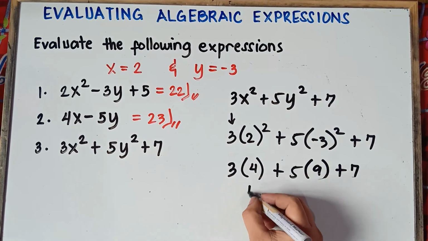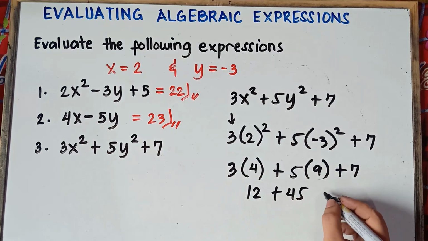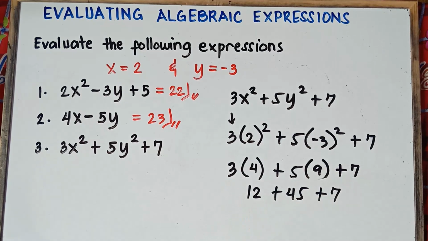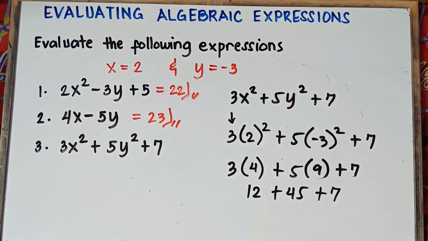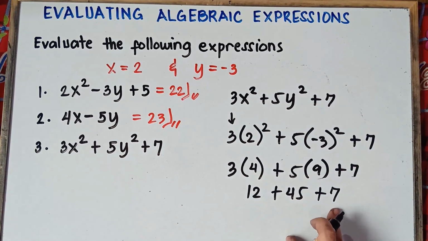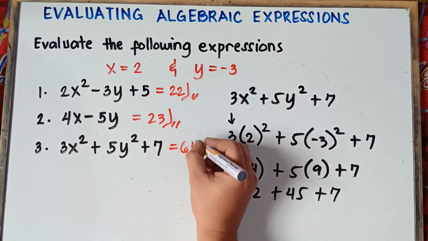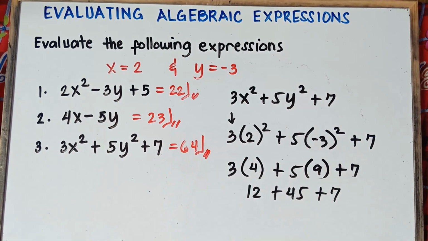3 times 4, that's 12. 5 times 9, that would be positive 45. And then copy plus 7. And then simply add, class, you're all set. So let's add this one. 12 plus 45, that would be 57. Plus 7, what's the answer, class? That's correct, that would be 64. So therefore, the answer with regards to example number 3, that would be 64. That's it, class, all set.